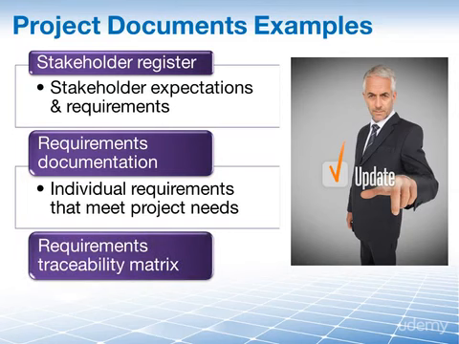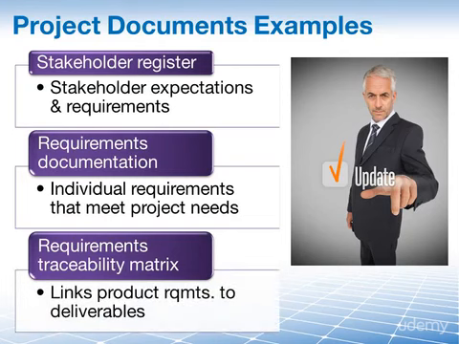And finally, the requirements traceability matrix. This links our product requirements from their origin to the deliverables that satisfy them, and it provides a way of tracking those requirements throughout the project lifecycle. As requirements change, as we learn more about them, more details, this matrix will require updating.